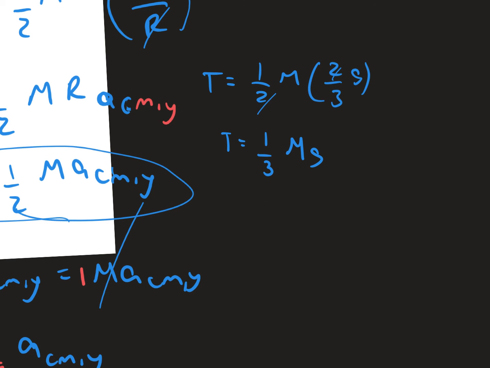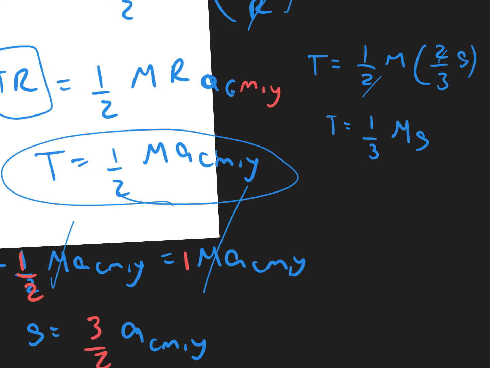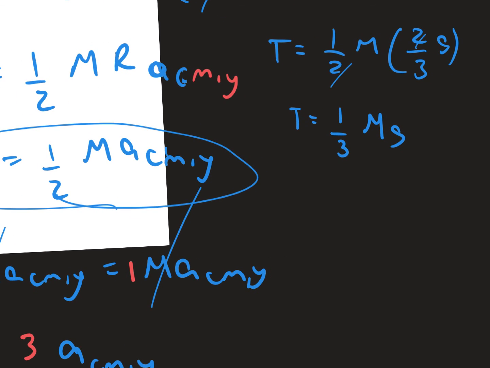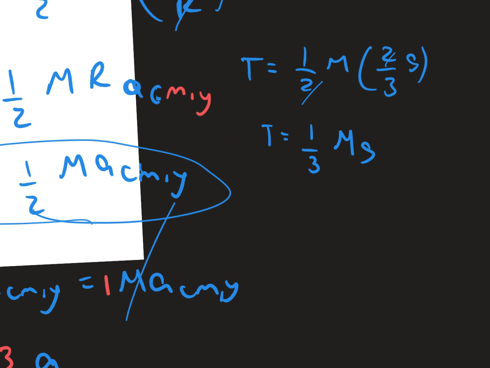Now that we have the acceleration, we can now find the tension. We said that the tension was 1/2 the mass times the acceleration. So we have 1/2 times the mass times 2/3 of g. We cancel out the 2, and we end up with the answer: tension equals 1/3 mg.